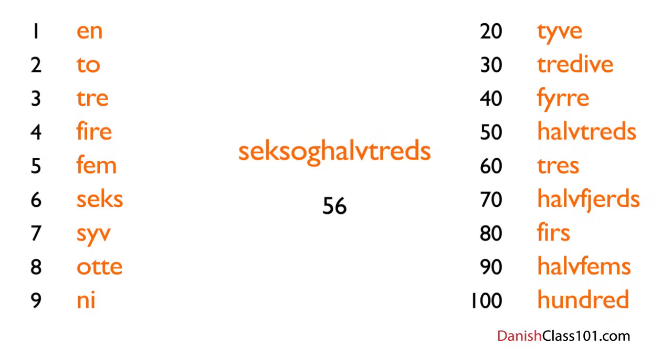Isn't it easy? Let's make another number, for instance, 98. Take 8, add o, and then add 90. 98. Now it's time for Louise's insights.